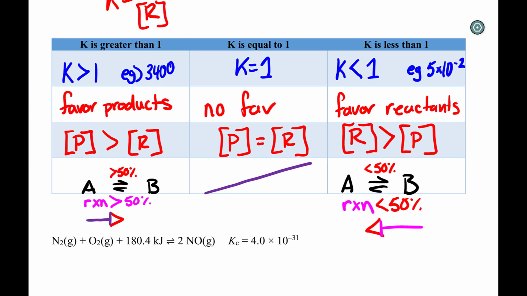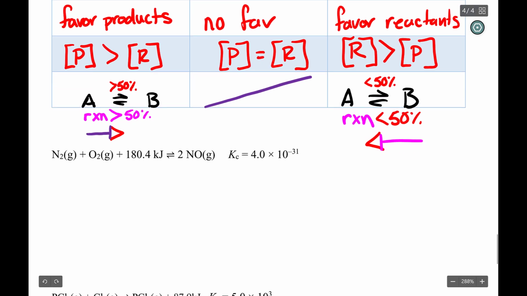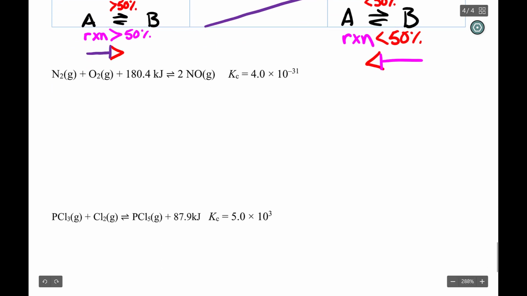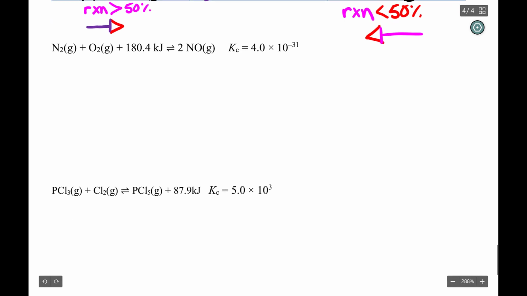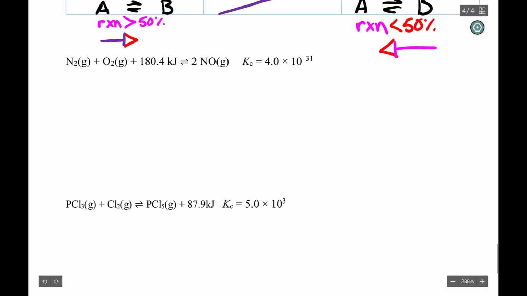So these, along with the equilibrium expressions, are all of the ways that we can express where the equilibrium is in terms of the amount of products and the amount of reactants we have. Lastly, we're going to look at two reactions, one favoring the products and one favoring the reactants. So what I'm going to do is the first one with you.